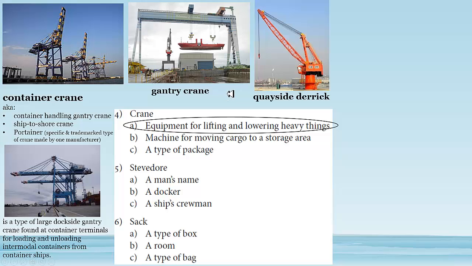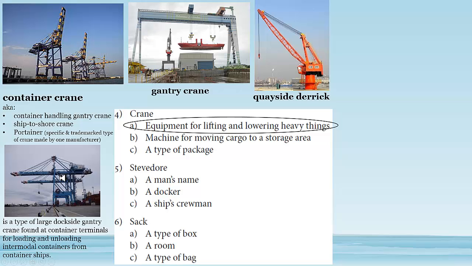And then you have a derrick. What's the difference between a crane and a derrick? Well, you can see here it's kind of a combination of a crane and a derrick. A derrick has a mast which can be lowered and raised. That's basically the essential difference.